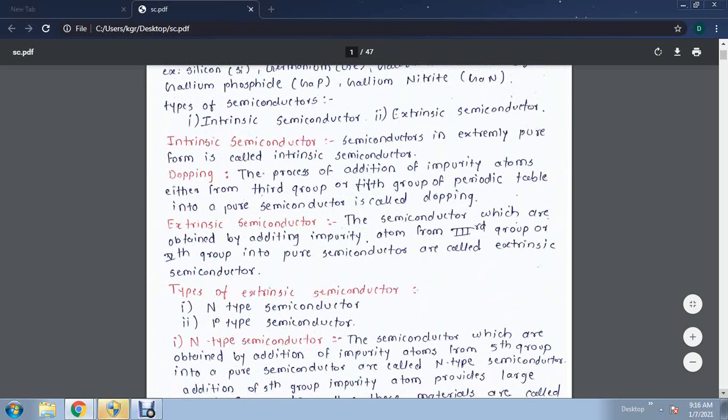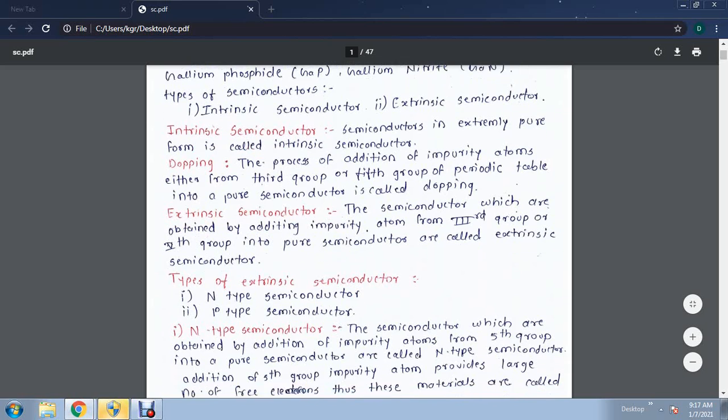Next, the types of extrinsic semiconductor: n-type semiconductor and p-type semiconductor. What is an n-type semiconductor? The semiconductors obtained by adding impurity atoms from the fifth group into a pure semiconductor are called n-type semiconductors. I am asking: fifth group, third group, both A and B, or none? Which one is correct? Fifth group is the correct answer.